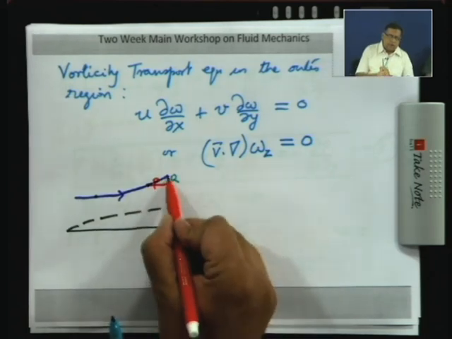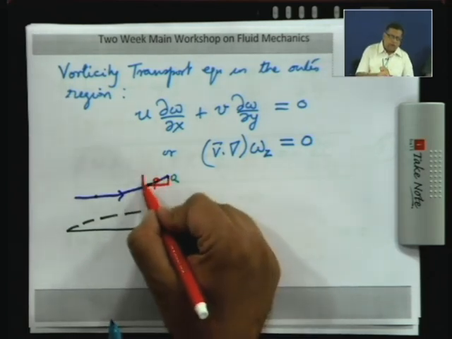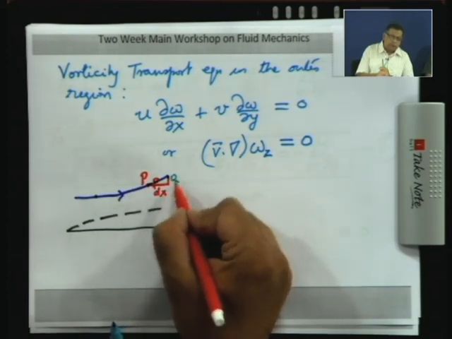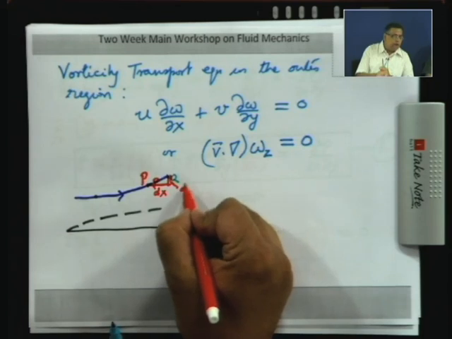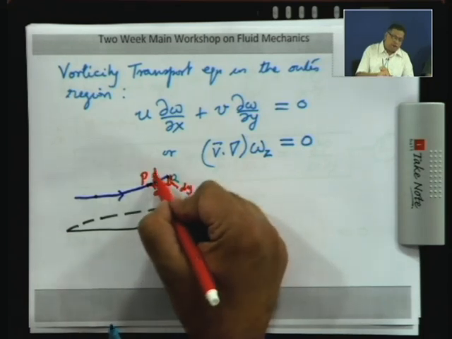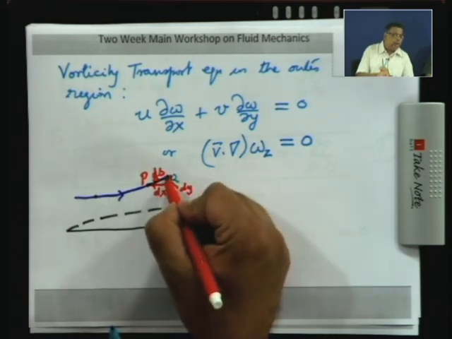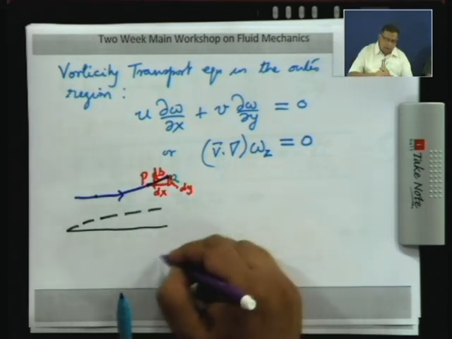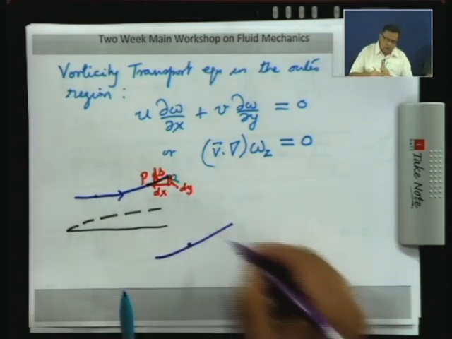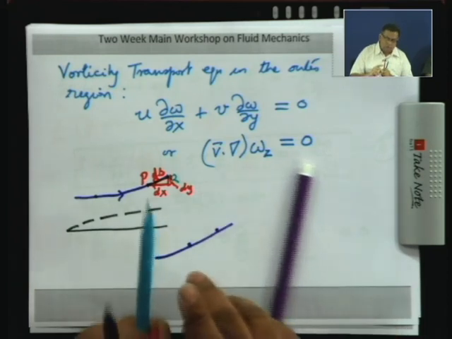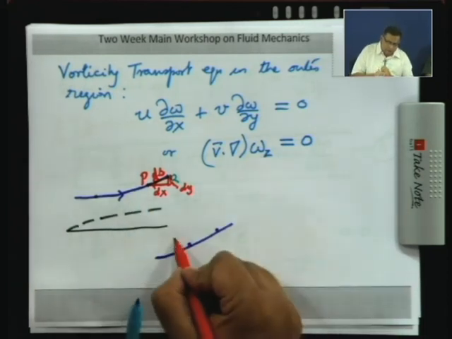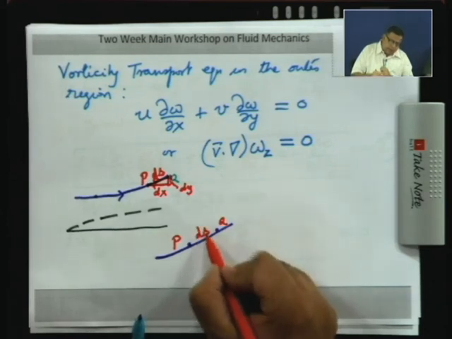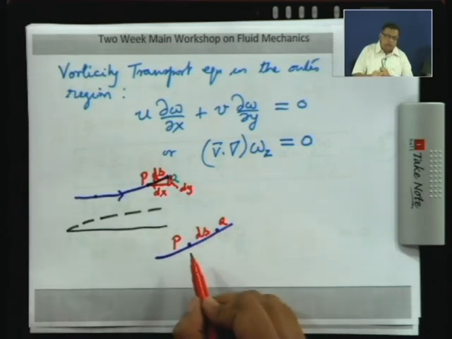If I say that I draw this triangle over here, this is the point P, this is point Q. If I say this is dx and this is dy and this is say ds, arc length along this point. So, let me draw an enlarged view. This is the point P and this is the point Q on the streamline. This arc length along the curve we are calling ds.